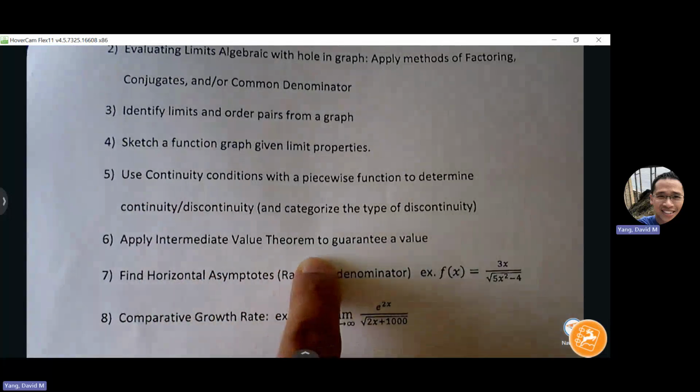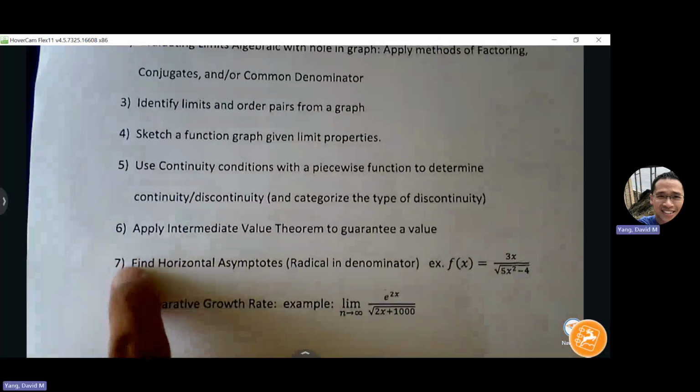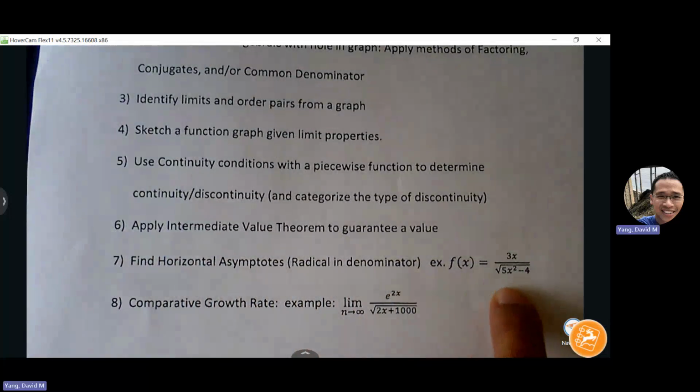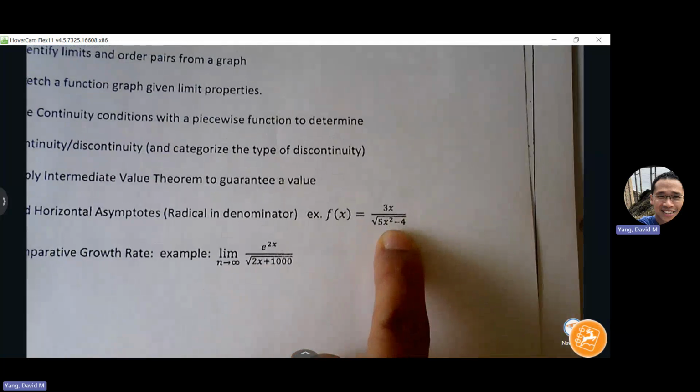Apply IVT, the intermediate value theorem, to guarantee a value. We worked on that. Horizontal asymptotes, we just did that today, right? We know there's a split asymptote. We know there's going to be, in this. Okay, so let me ask you this: what are the 2 asymptotes that are going to show up here?